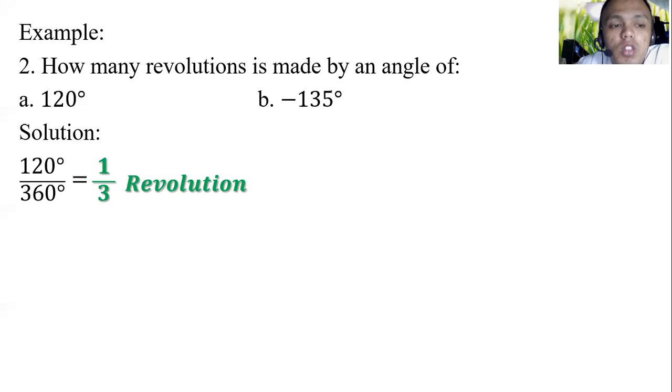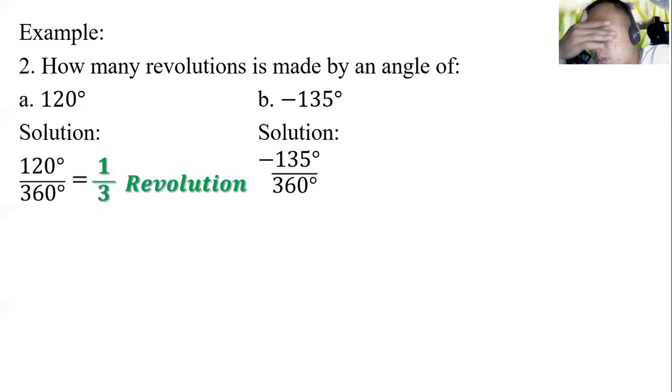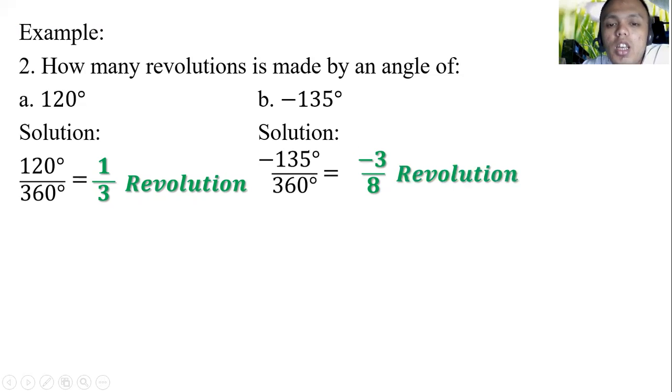Next, negative 135 degrees. Again, we divide by 360 degrees and then get the lowest term. What is the lowest term here? We have negative 3 over 8. What is the common factor? 45. Negative 135 divided by 45 is negative 3, and 360 divided by 45 is 8. So negative 135 degrees is equal to negative 3/8 revolution.